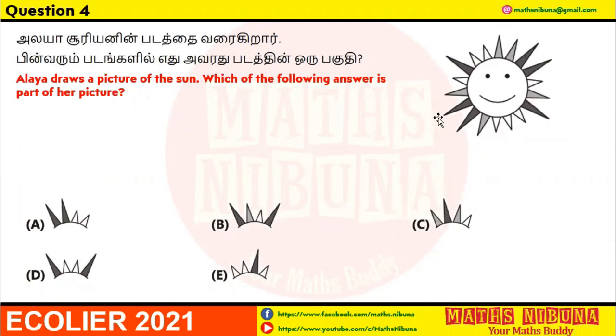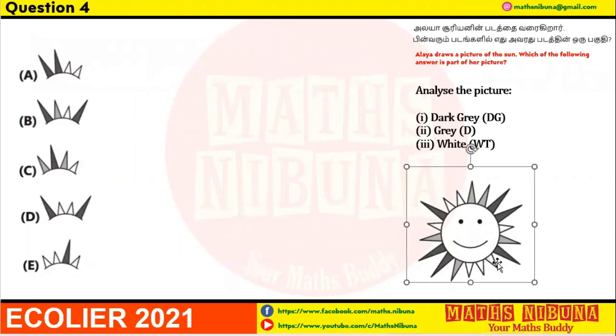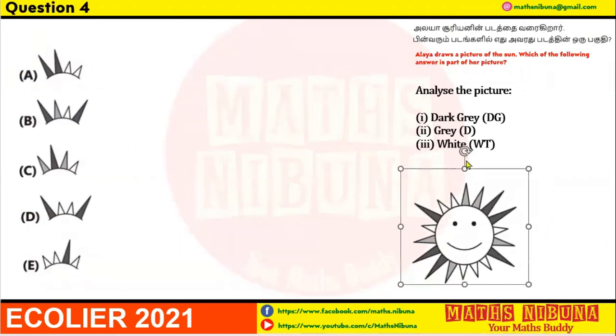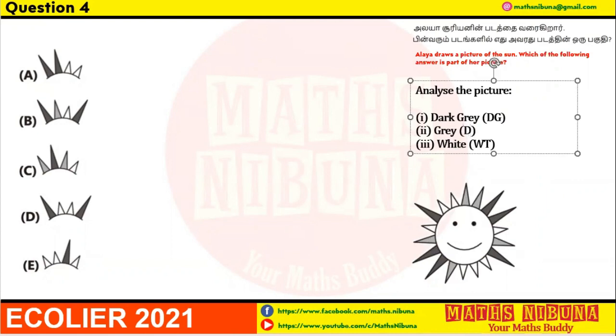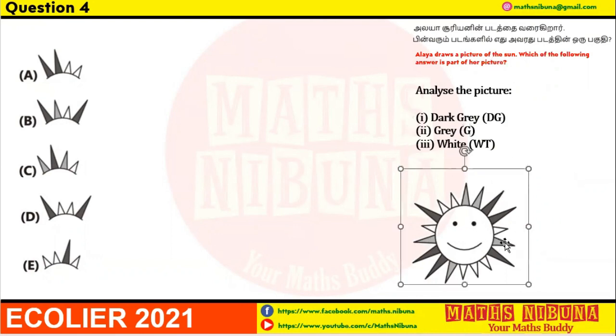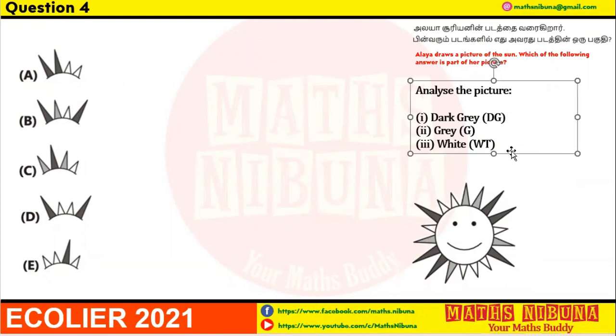So when you look at this one, we just analyze first. Okay, so we have a sun like this. So what are the stripes we have? We have a dark gray, the longest one. Let's say I put DG. And then we have gray. Let's say I put G. And then I got white color. This is white. This is gray. This is dark gray. Okay, now you analyze this one by one.